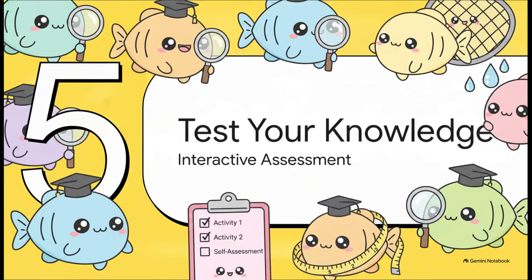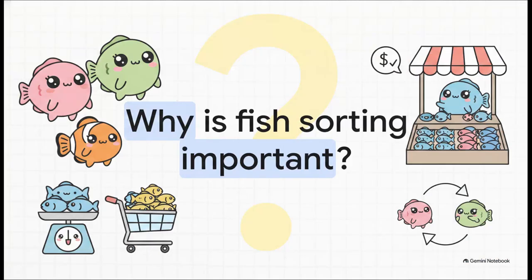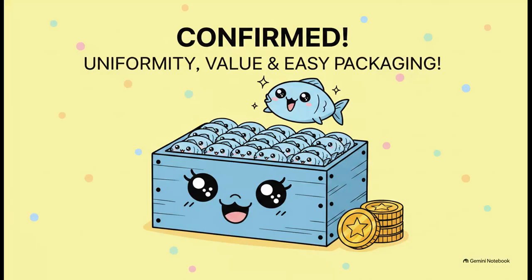Section 5. Let's test your knowledge. It's interactive assessment time. All right, here's our first question straight from your short answer activity. Why is fish sorting important? I'm going to take a quick pause here. Think back to those key market benefits we just talked about. What does grouping fish by size or species actually achieve? Did you get it? Sorting is incredibly important because it maintains product uniformity, improves market value, and makes packaging much easier. Huge congratulations to those of you who remembered those points. It directly boosts the whole marketing process.